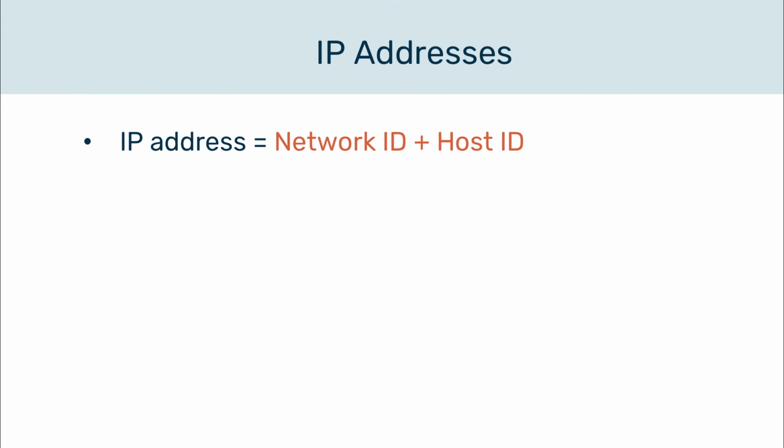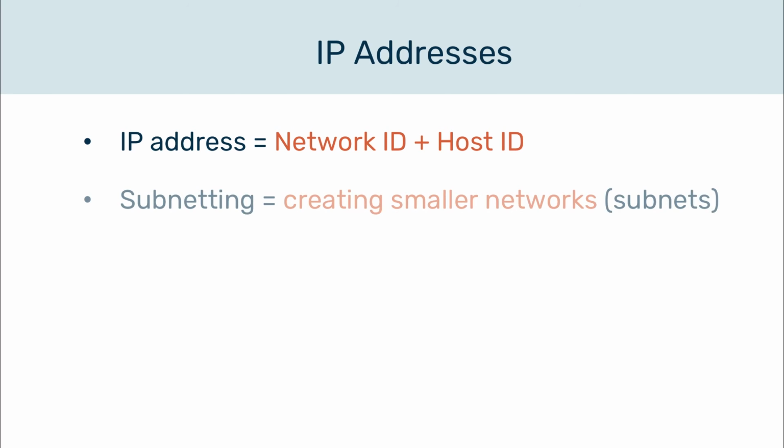IP addresses are split into an ID for the network and an ID for the specific host. Neither has a fixed size. Using this property, you can subnet, i.e., create smaller networks within a larger one, because you can check the network ID to determine whether you are on the same network. This means you don't have to route data unnecessarily.